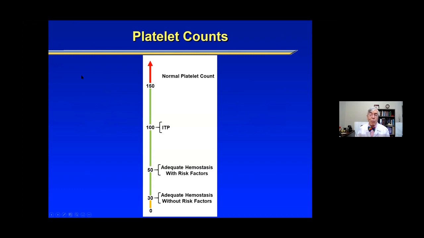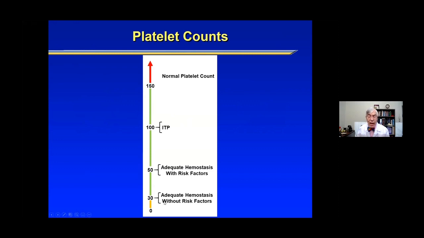And this is my little manometer here, or barometer. A normal platelet count's over 150,000. As the platelet count drops, when it gets below 100,000, we say it's ITP. When it gets to 50,000, most patients do not have any bleeding troubles unless you have other risk factors, such as if you're on a blood thinner, such as warfarin or an aspirin. And finally, most patients do totally fine at a platelet count of 30,000 if they don't have any risk factors for bleeding or need special medication.